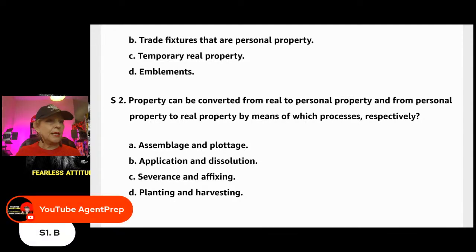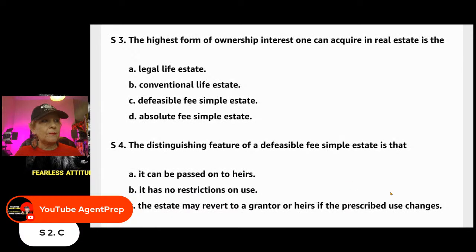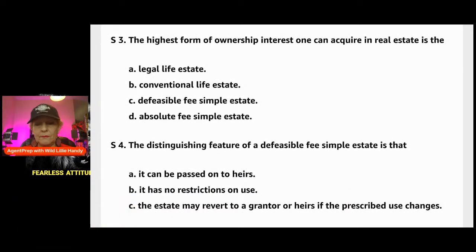Oh, forgot to show the answers. So the first one was 1B, number 2 was 2C. Okay, number 3: the highest form of ownership interest one can acquire in real estate is the what? A, legal life estate. B, conventional life estate. C, defeasible simple estate. Or D, absolute fee simple estate.